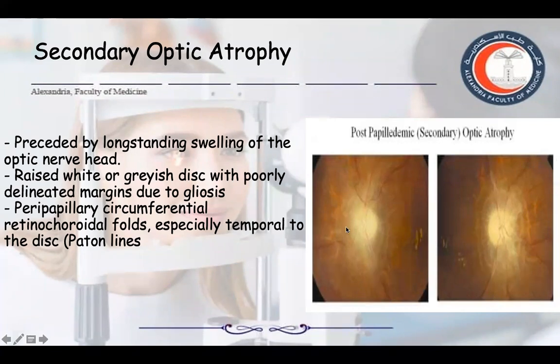The edges of the disc are blurred, and there is some gliosis over the disc, and very characteristic chorioretinal folds concentric around the disc called pattern lines, which are chorioretinal folds surrounding the disc, very characteristic of secondary optic atrophy.